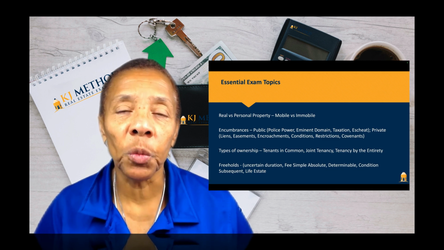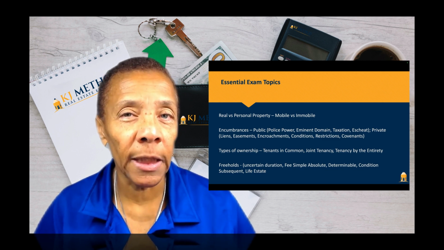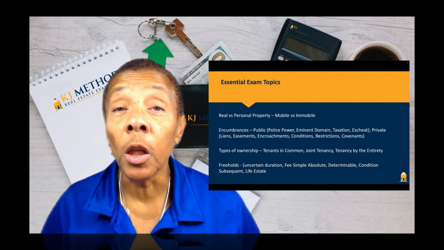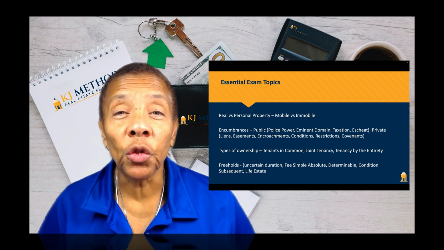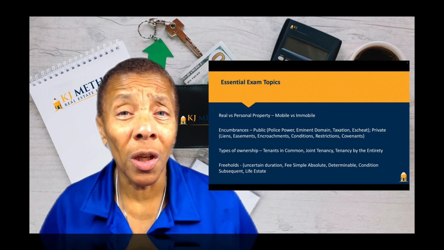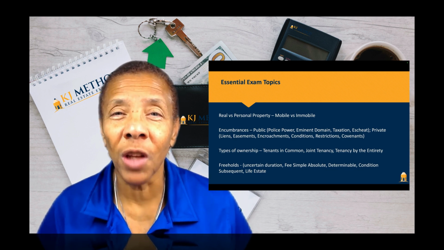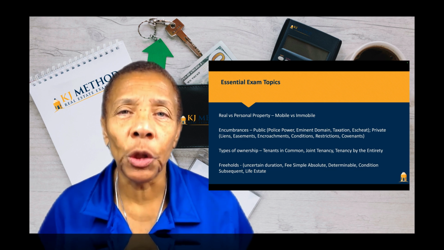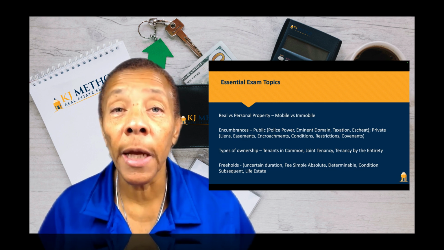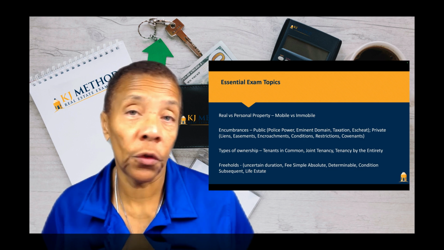So what is the difference between a determinable and a condition subsequent and a life estate? Very often students get life estates confused. It's almost like full ownership of the property, right? So you have like the bundle of rights, except that you can't sell that property. And on death, right, it's terminated.